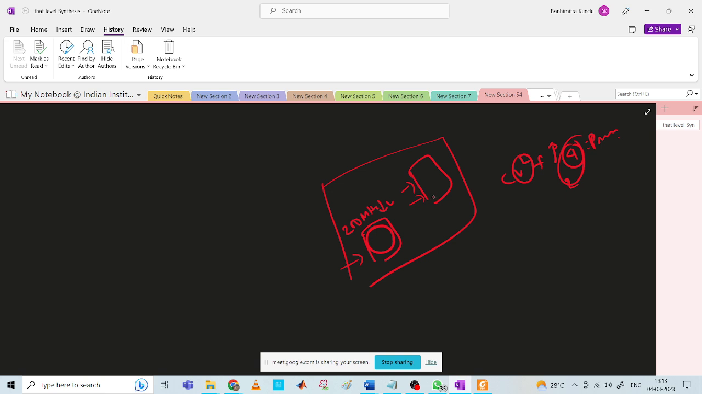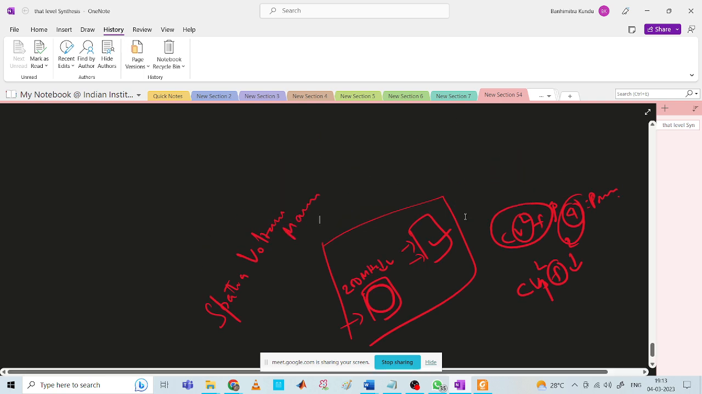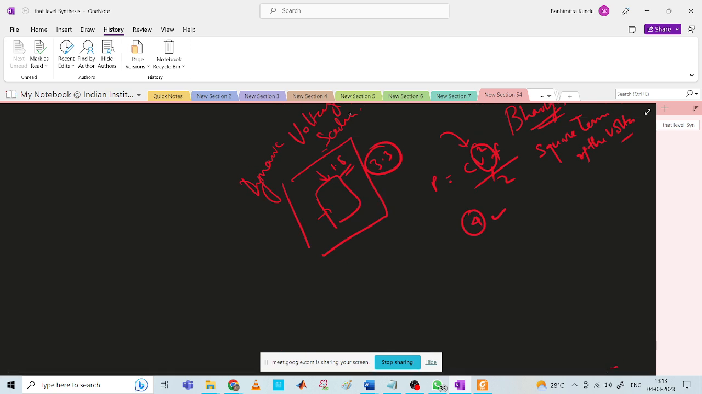Okay, if you have a very slow module, for example, if you want to increase the performance of this, what you can do, you can increase the voltage here and maintain a lower frequency, so that the power is uniform everywhere. So this is called spatial voltage management, and the first one is called dynamic voltage management. So is it clear?